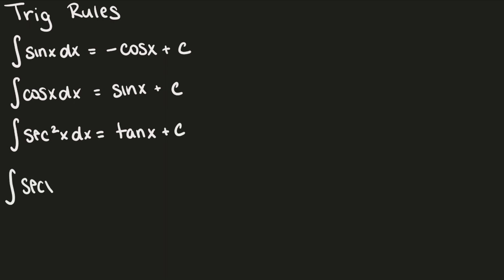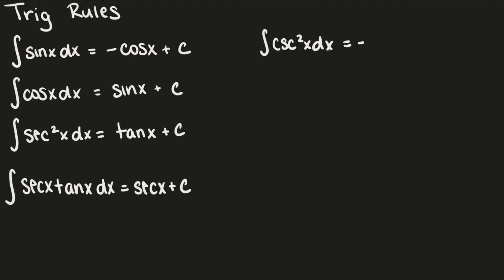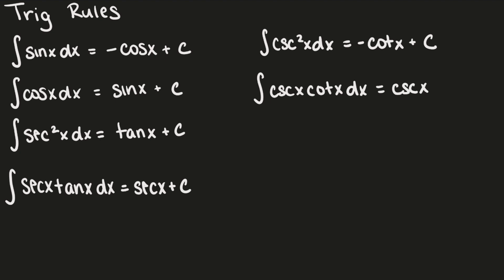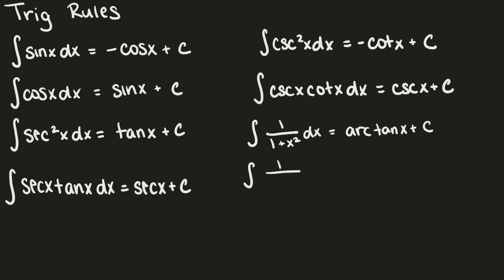Next, we have the integral of secant x tan x dx, and that is equal to secant x plus c. We have the integral of cosecant squared x dx, and that's equal to negative cotangent x plus c. The integral of cosecant x cotangent x dx is equal to cosecant x plus c. And then remember, we had our inverse trig functions, our arctan, arcsine, all of those. So the integral of 1 over 1 plus x squared dx is equal to arctan x plus c, or the inverse tan plus c. And the integral of 1 over the square root of 1 minus x squared dx is equal to arcsine x plus c.